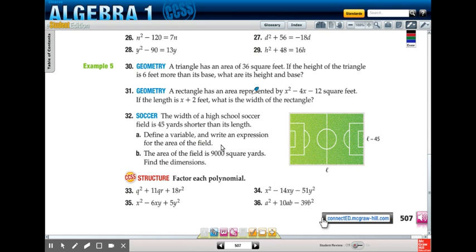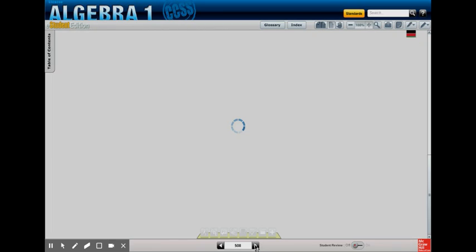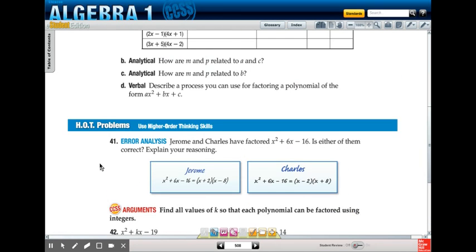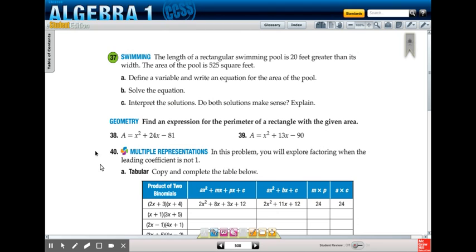All right. One more page. I want to look at 38 and 40 somewhere up here. 38: Find an expression for the perimeter of a rectangle with the given area. Find an expression. What does that mean? I want to see if it means anything other than just factor it. Find an expression for the perimeter. Oh, okay, I see. So, yeah, I need to understand what I'm reading.